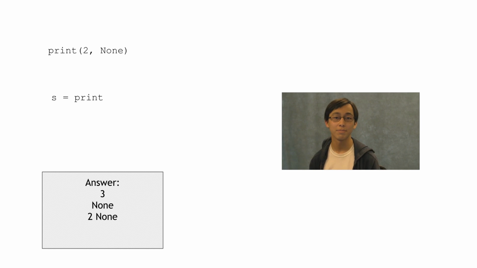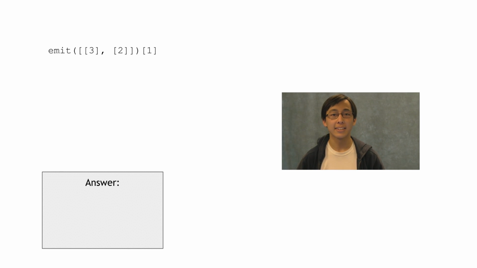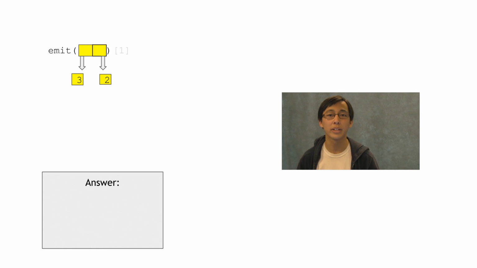On to the next question. We have one list that contains a list with 3 and a separate list with 2. Let's visualize this. And to make things easier, let's ignore this 1 in brackets. All right, there we go. We pass that into this emit function. Now what does emit do?